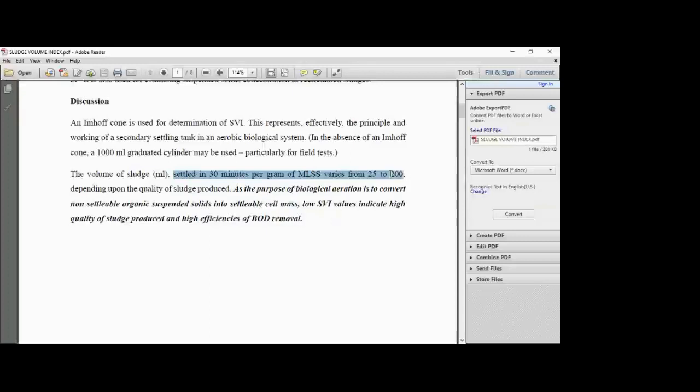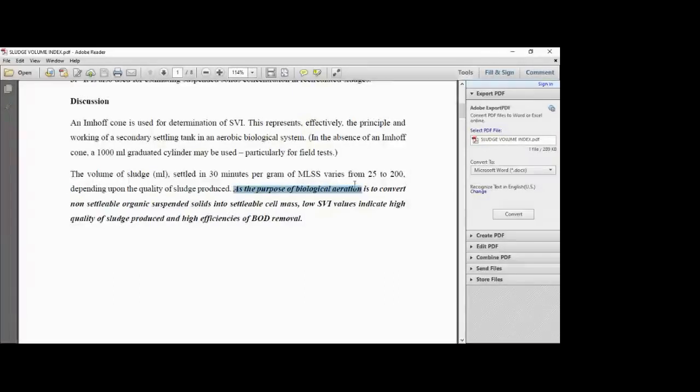Now very importantly, the volume of sludge in ml settled in 30 minutes per gram of MLSS varies from 25 to 200. That means, this is nothing but your definition of SVI only. So your SVI value will vary between 25 to 200 depending upon the quality of the sludge.